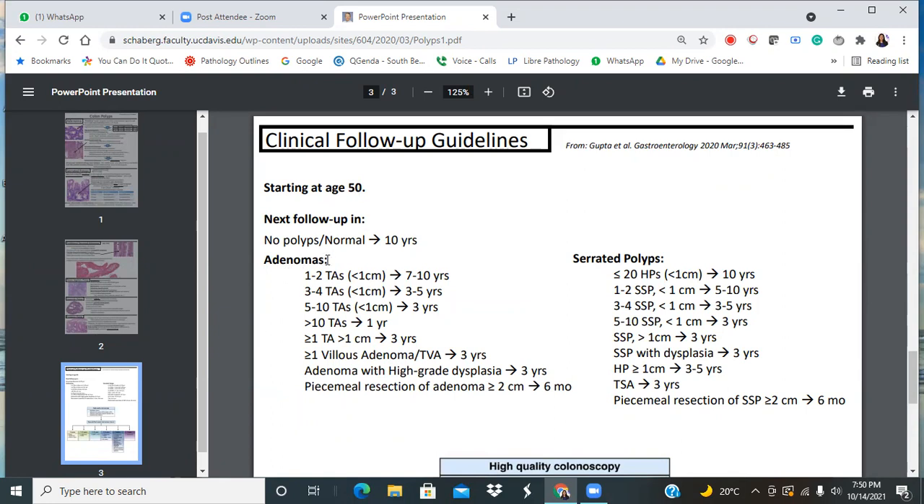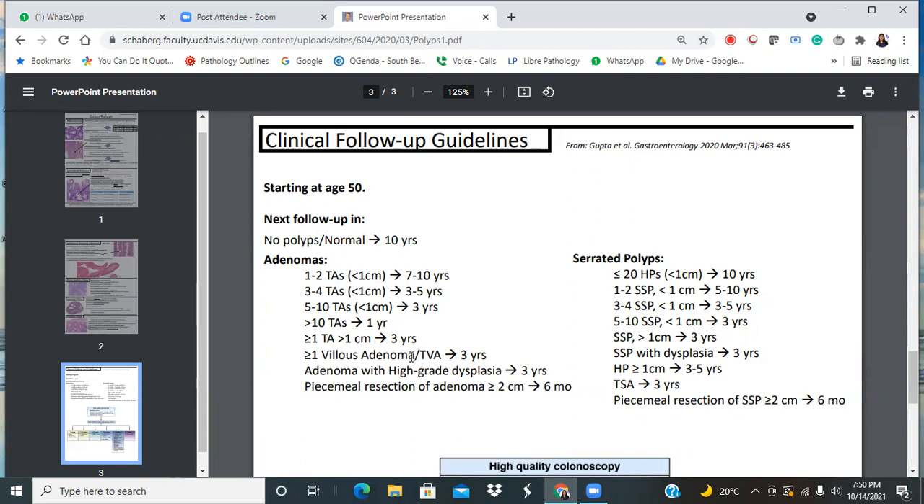Adenomas, 1 to 2 tubular adenomas, if less than 1 centimeter, then come in 7 to 10 years. 3 to 4, if less than 1 centimeter, come in 3 to 5 years. 5 to 10, less than 1 centimeter, come in 3 years. More than 10, come in 1 year. More than 1 TA, that is more than 1 centimeter, again 3 years.